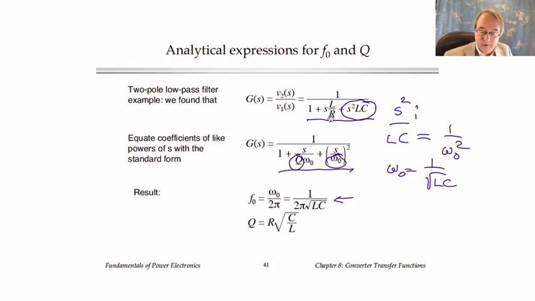Knowing that, we can also solve for the Q. So in our standard form, 1 over Q omega naught is equal to this term L over R. So we can substitute in our omega naught into there and then solve for Q. And if we do that, here's what we get as the expression for the Q for this circuit.